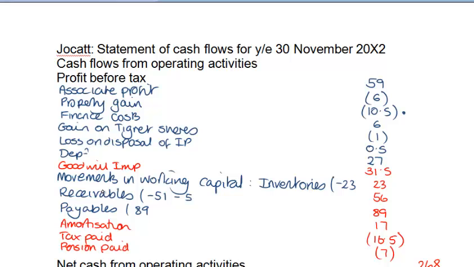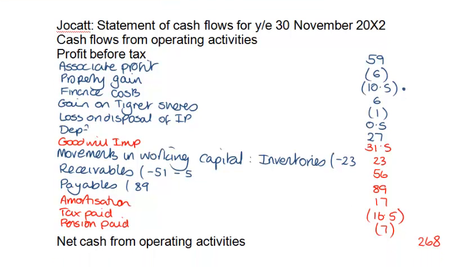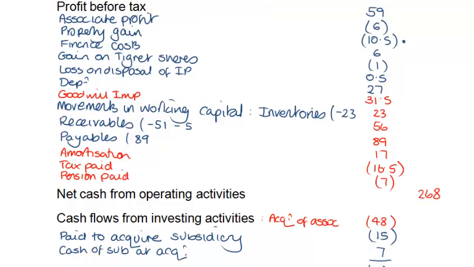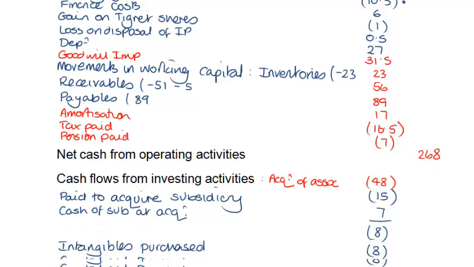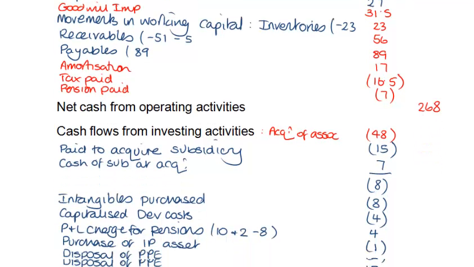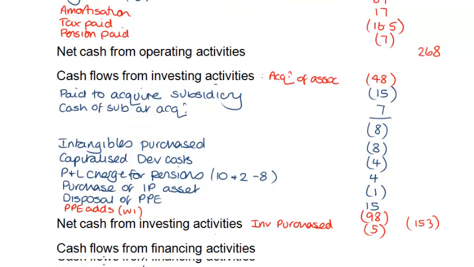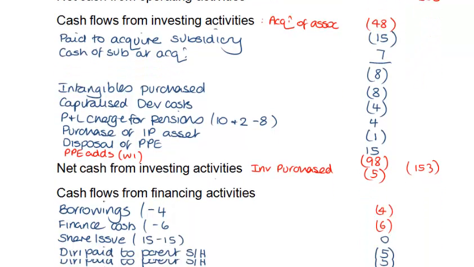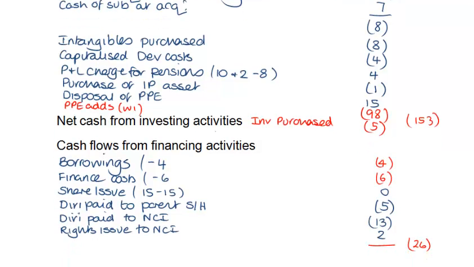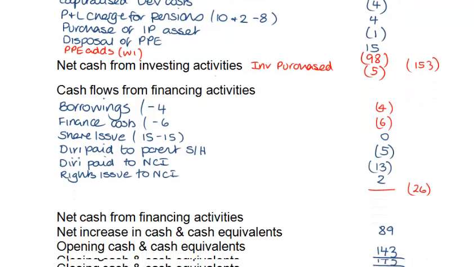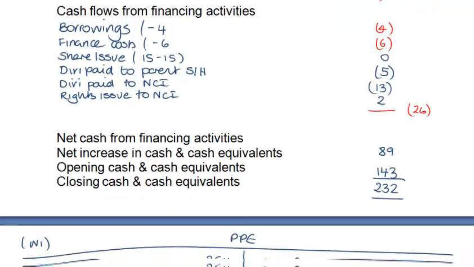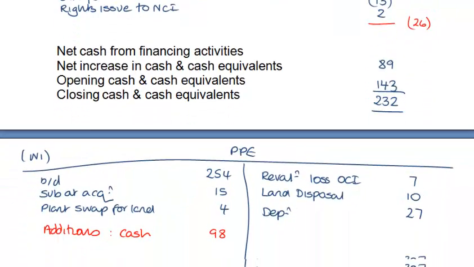Just a couple of quick adjustments. Receivables went down, so that should be plus 56. Inventories went down, so that's plus 23 in terms of cash. Add up the totals, and I've got plus 268 for operating. Quickly pop down to investing, minus 153. Financing, minus 26. Add those three together, and that gives us plus 89, and it all balances.